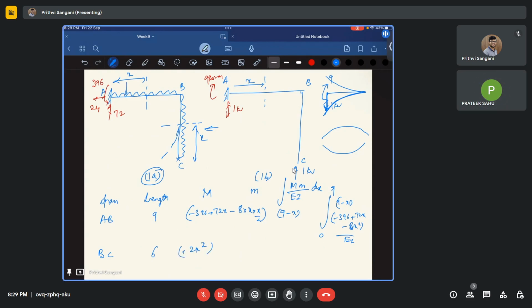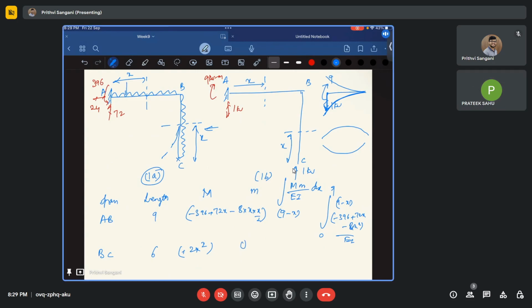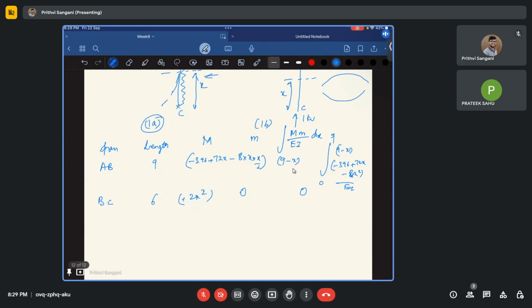And what is happening in the bending moment in CB because of this unit load 1? Nothing, sir. Vertically it is 0. Correct, it is 0. That means that this is 0. So there is no need to take BC into account.